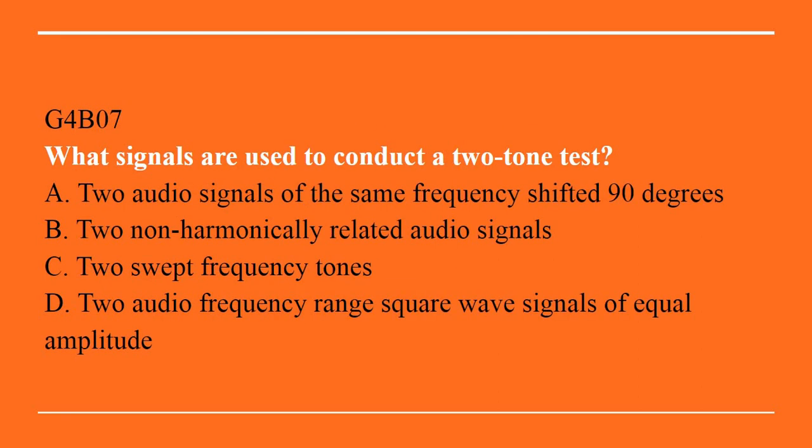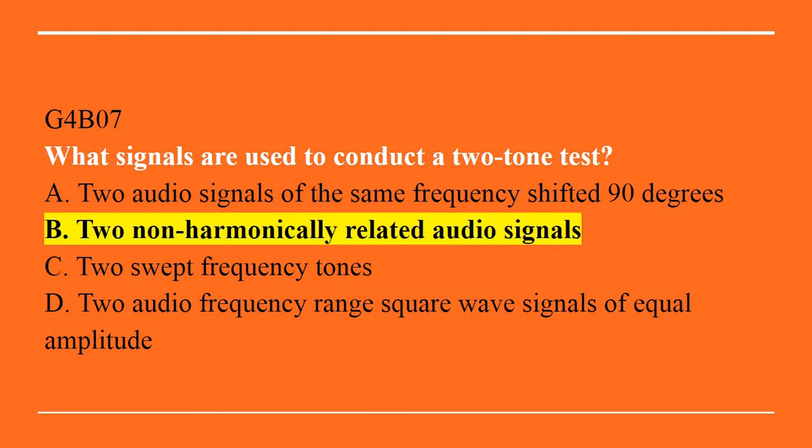G4B07, what signals are used to conduct a two-tone test? A, two audio signals of the same frequency shifted 90 degrees. B, two non-harmonically related audio signals. C, two swept frequency tones. Or D, two audio frequency range square wave signals of equal amplitude. Answer is B, two non-harmonically related audio signals.